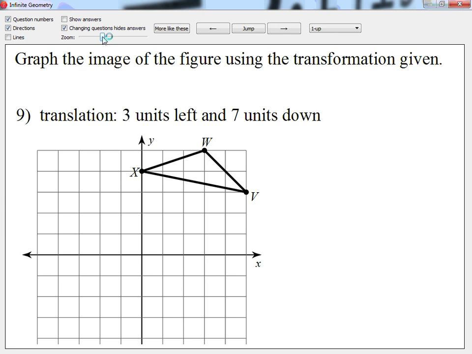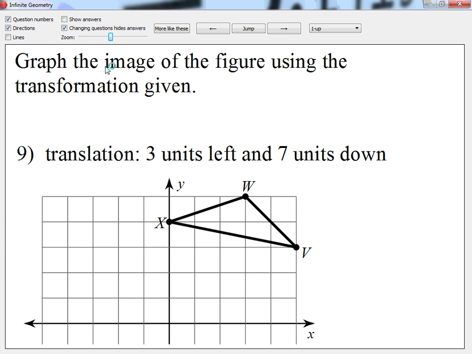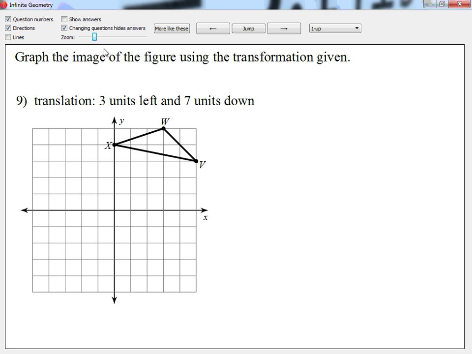So let's just grab the image of the figure using the transformation given. Since I have the picture and I have the instructions on how much to move, I'm just going to move each of my vertices, right, the corners. Let me make this a little bit smaller. About right there. So it says 3 units to the left and 5 units down.